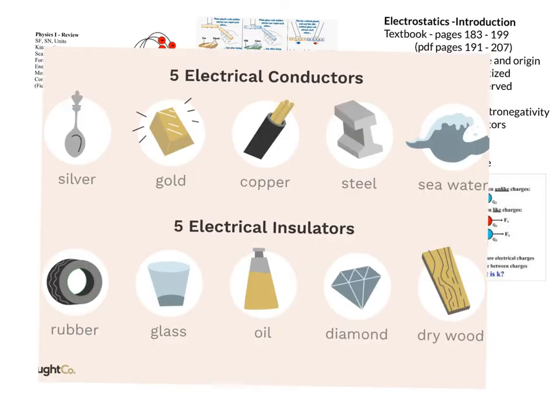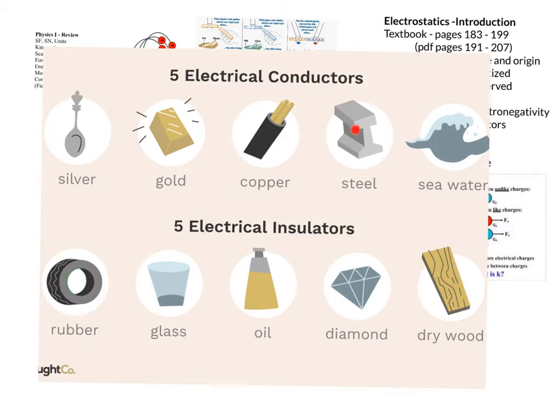Examples of conductors. Of these, silver is the best conductor, copper is next. Aluminum, which is not on here, is also a good conductor. And if we were having lab, you would see we use aluminum a lot as a conductor. Gold, actually, I'm not sure about gold. It may be a better conductor than silver. That I don't know. Steel is not a great conductor.